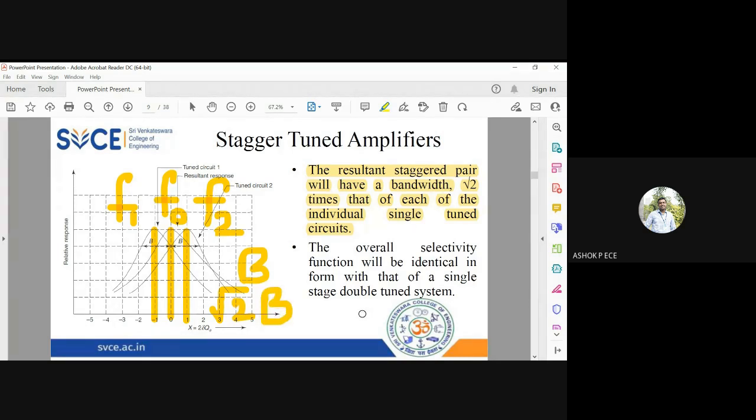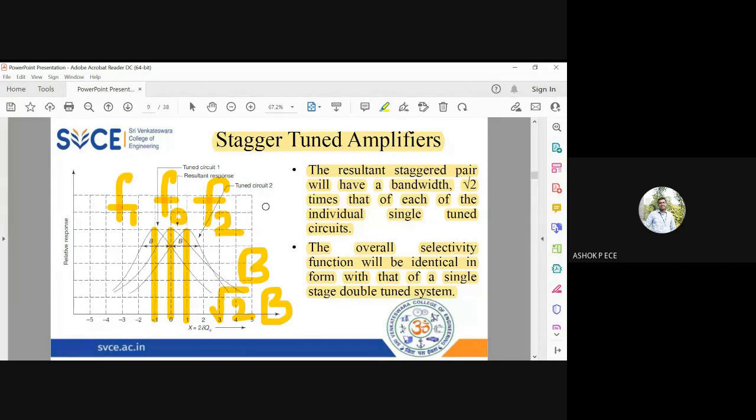So effectively my bandwidth is going to increase by a factor of root 2. Okay. So when your bandwidth is going to increase, your quality factor will reduce. Okay, quality factor will reduce. So that is going to have a very minimal impact on the selectivity of your circuit. But what they are saying is, even though I'm going to connect this circuit in a stagger tuned form, the selectivity is also going to be same as single tuned. It is also not going to change.